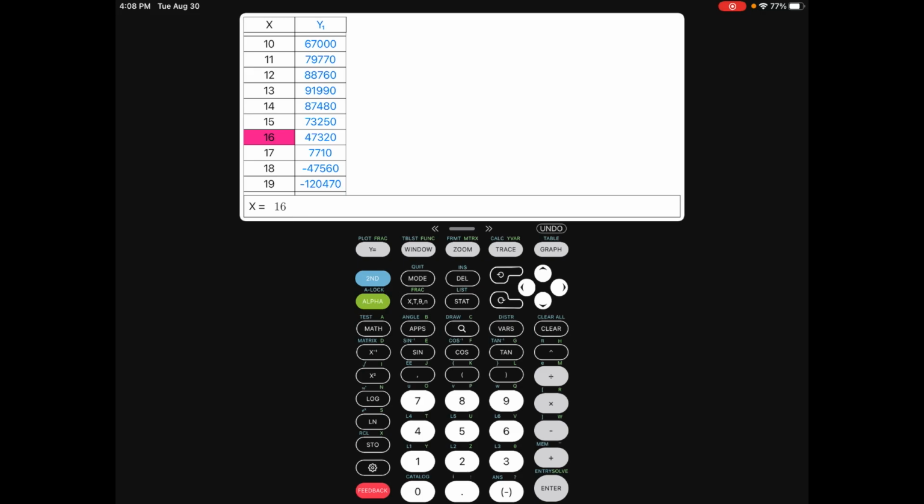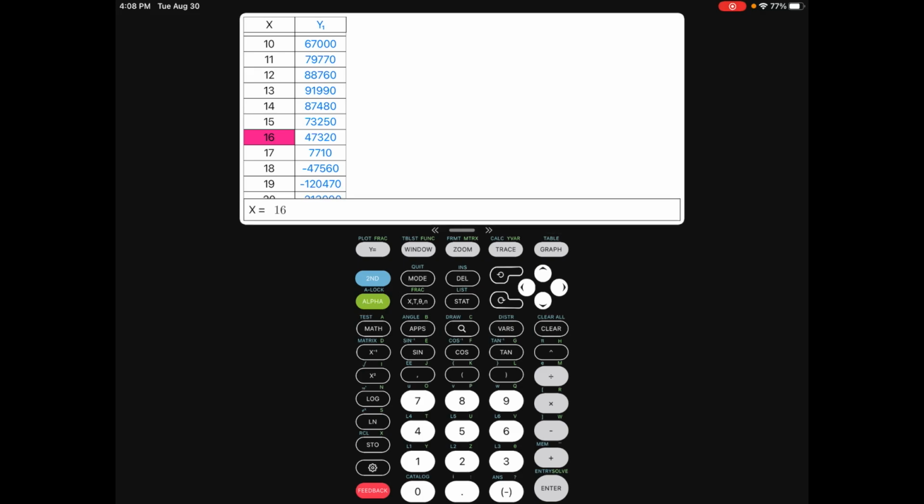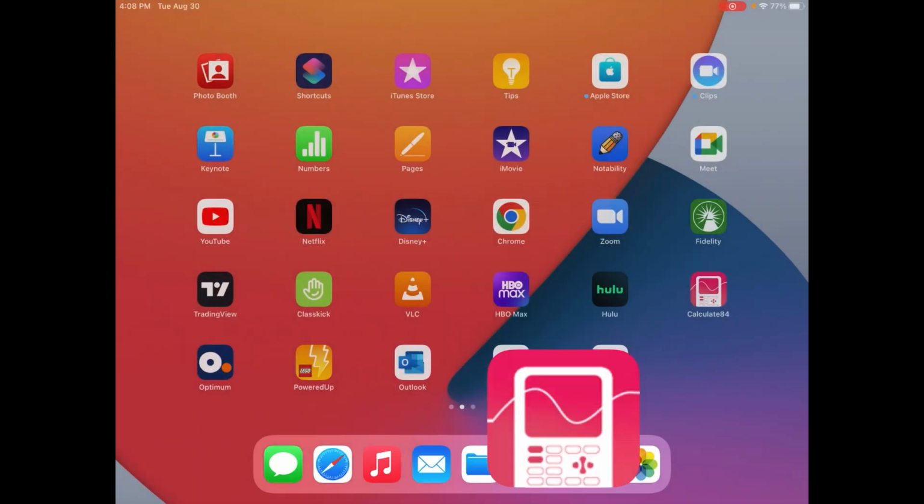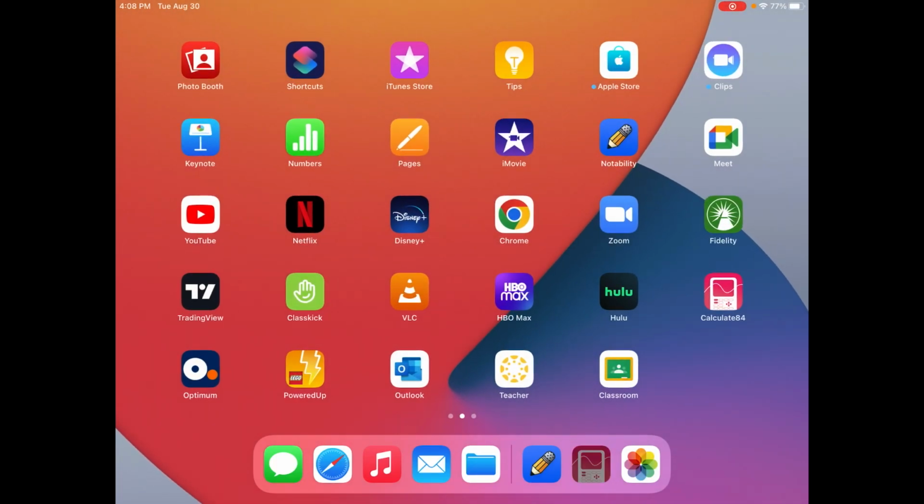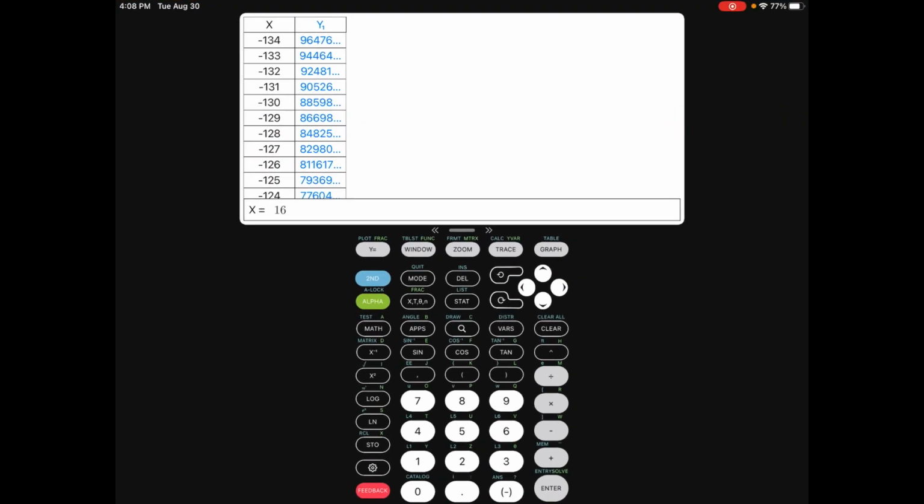So 92,000, 91,990 is the highest value. So I need to try to make a scale that will include up to 91,990. I'm going to round that up to 100,000. So let's just say we need to get up to 100,000.